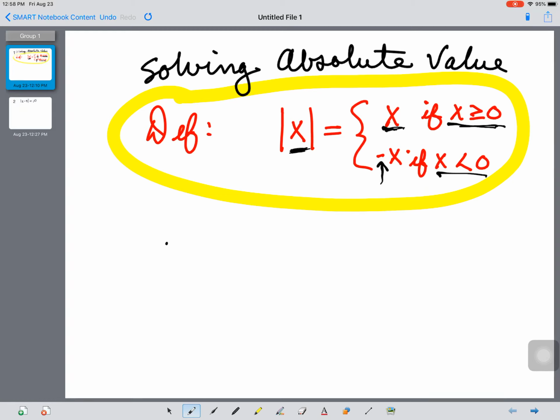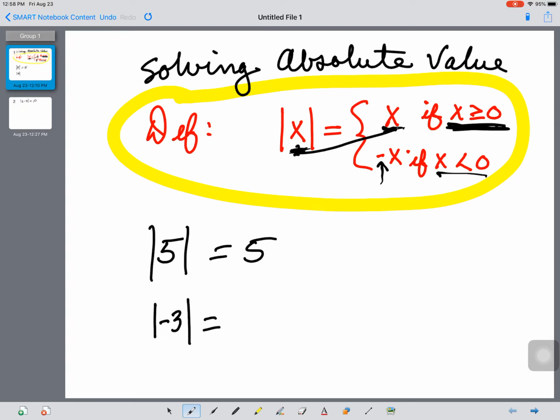For example, if I take the absolute value of 5, well, 5 is bigger than 0, so you just take the absolute value signs away and just have 5. But what if I was taking the absolute value of negative 3? Well, the absolute value of a negative number, if that number is less than 0, then you read this as the opposite of. So the opposite of negative 3 is 3.